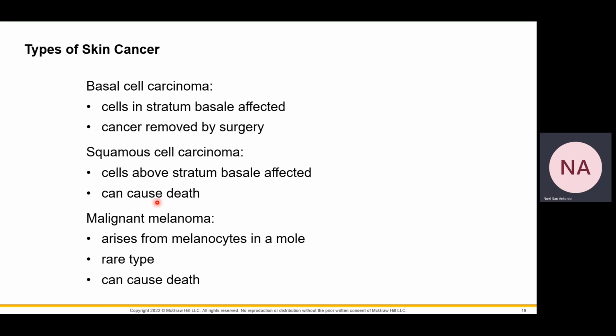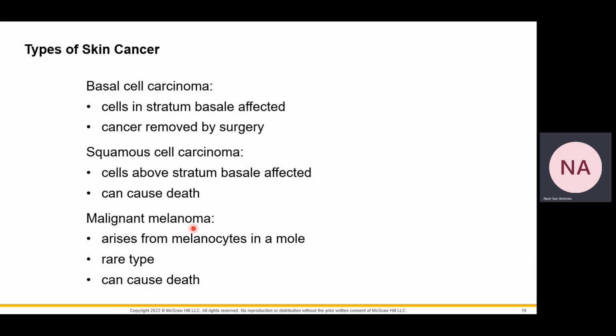Now, the third type of skin cancer is a rare type, but it is the most dreaded type of skin cancer, because aside from the fact that it can cause death, it is the one that easily metastasizes. It spreads quickly. From the skin, it can spread to other tissues in the body. And that spread of cancer is called metastasis. So malignant melanoma is really dangerous.